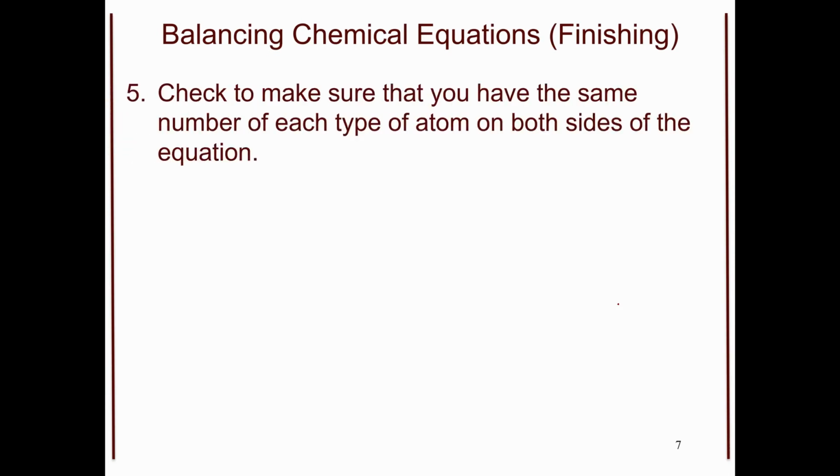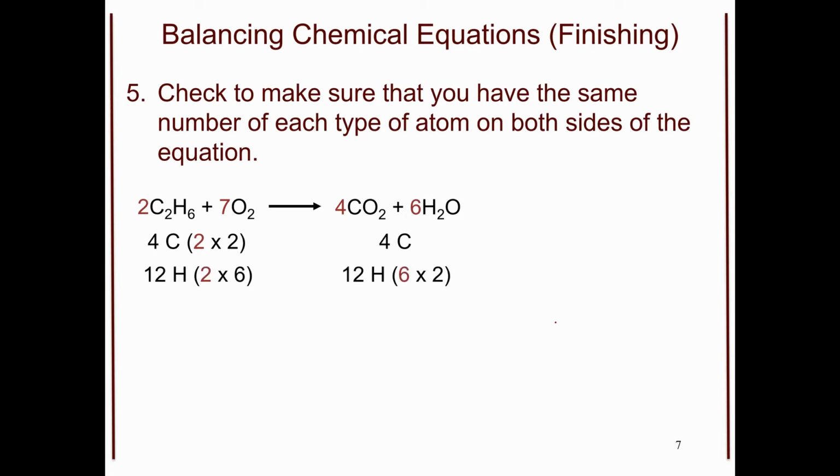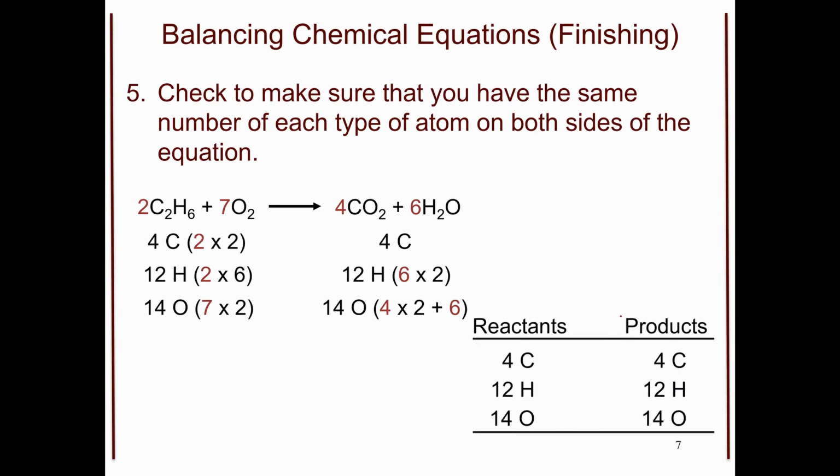So finally, what can we do to finish? We're going to check to make sure that you have the same number of each atom on both sides of the equation. So here is our hopeful attempt of our balanced chemical equation. And now you're going to see that I have 4 carbons on the left. I have 4 carbons on the right. I have 12 hydrogens on the left. I have 12 hydrogens on the right. And finally, with my oxygens, I have 14 on the left and 14 on the right. So this means that I have now balanced atom for atom, and this is a successful balanced chemical equation.